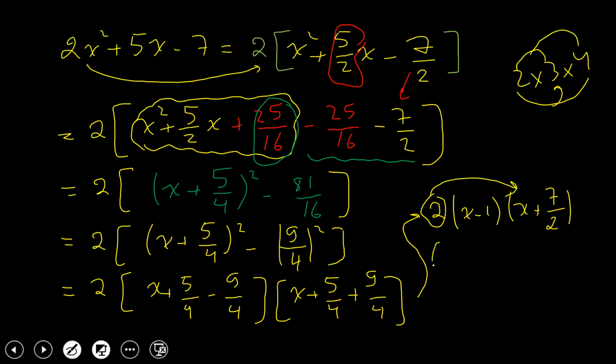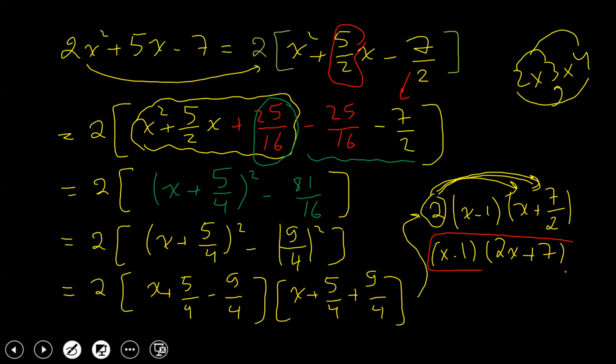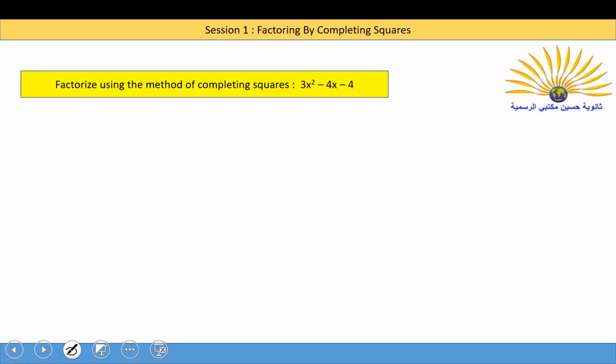The first term stays x minus 1. The second term, if I multiply 2 by x, first I get 2x, then 2 times 7 over 2, what remains? 2 and 2 cancel each other, we get plus 7. So this is the final answer: x minus 1 into 2x plus 7. This is completing the squares.